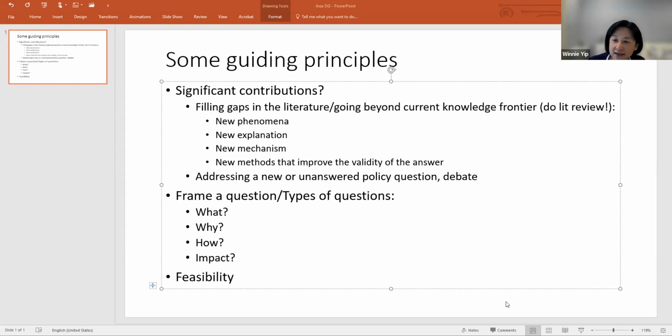You have to identify the current boundary, the current frontier of that knowledge. Then you can ask yourself, is my question new? New in what sense? It could be you're discovering a new phenomenon that people have not discussed before. But of course, you should still justify in what sense this new phenomenon is important.